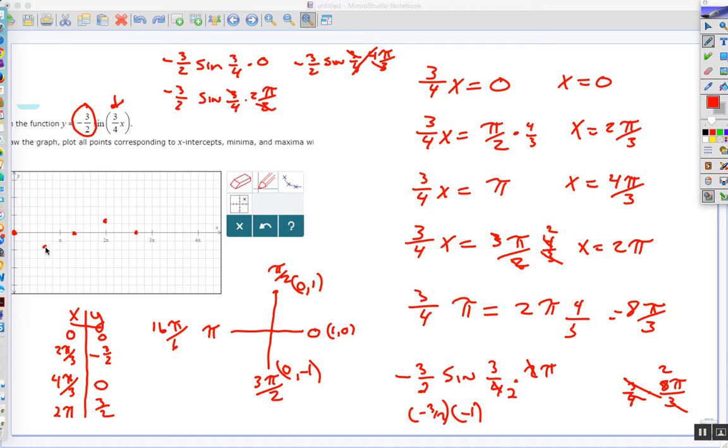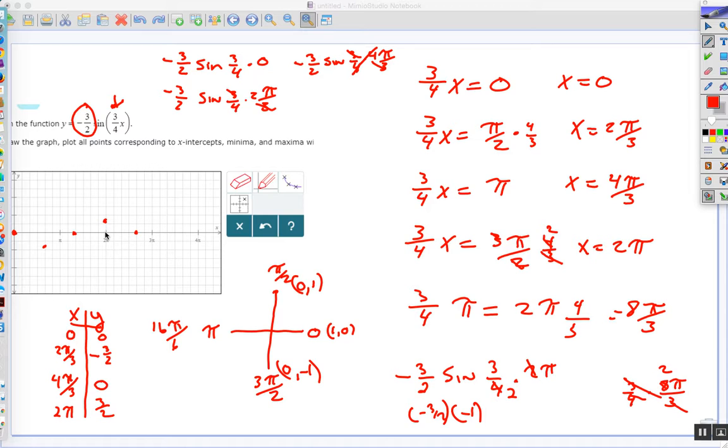This is our point 2 pi over 3, which you can tell went by increments of pi over 6. So 1 pi over 6, 2, 3, 4 pi over 6 is 2 pi over 3, and that's at negative 3 halves. And then we have 4 pi over 3, so this is 7 pi over 6, 8 pi over 6. 8 pi over 6 reduces to 4 pi over 3, and that's at 0. And then we have 9, 10, 11, 12 pi over 6, which is 2 pi, and that's at 1.5.